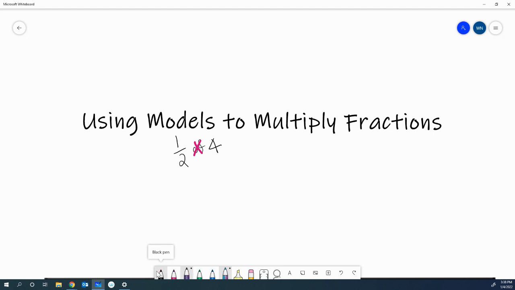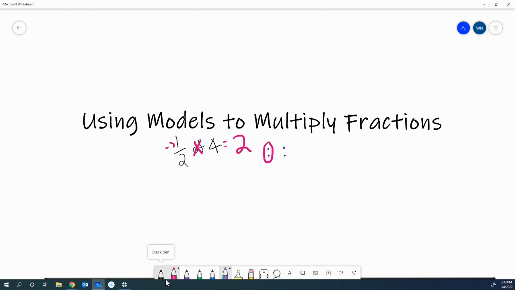So yesterday we drew dots. I knew I had to make 2 groups because my 2 is my denominator. So 1, 2, 3, 4. As you can see, I have 2 groups, but I have 4 dots total. So yesterday we learned that we should circle one of those 2 groups because the numerator is 1. And that tells me that 1/2 of 4 is 2.